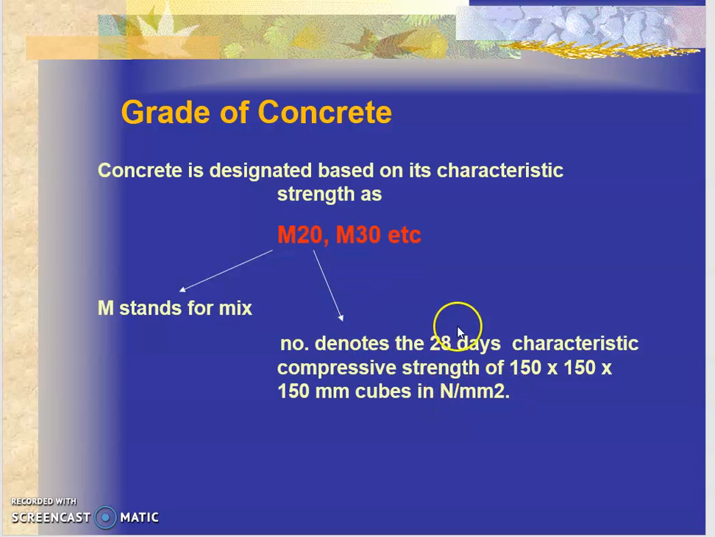So this 20 is 20 Newton per mm square, which is the compressive strength of the concrete of this dimension, a cube of this dimension, at the end of 28 days. So you have to cure it for 28 days. You remove it after curing it for 28 days, let it dry for 24 hours, and then you test it in a compression testing machine. That is called grade of concrete.